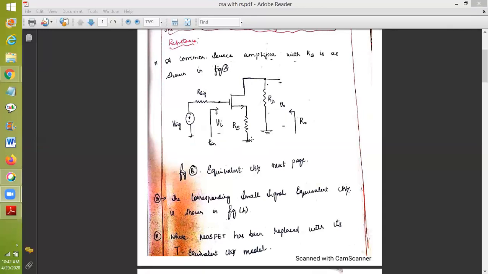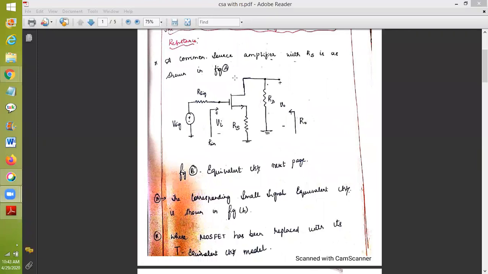Today we are discussing the new topic, common source amplifier with RS. In the previous class we did not include this source resistance. Now we have included the source resistance RS, and now we have to make the analysis. In order to make the analysis, we have to draw the equivalent circuit. Please take a pen and paper and note.